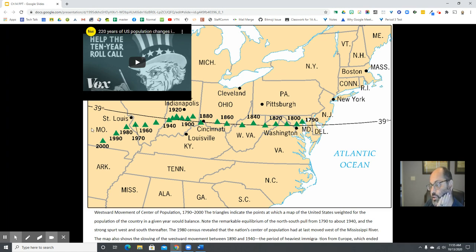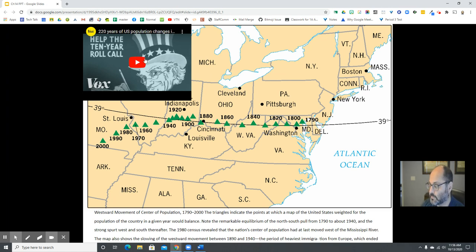And these little triangles represent the mean center of the United States. So it moves further and further out west over time, and then slowly starts to move further and further south. So we'll talk about why that actually happened. Obviously, this population center is continuing to go in this direction, and it does move further and further south. More people are living south than before.